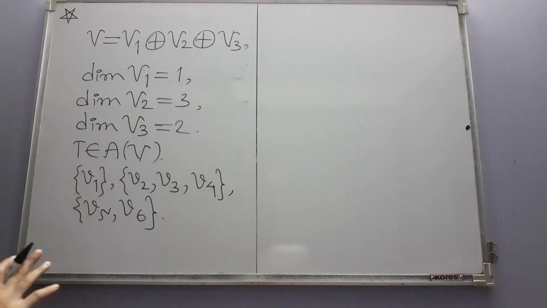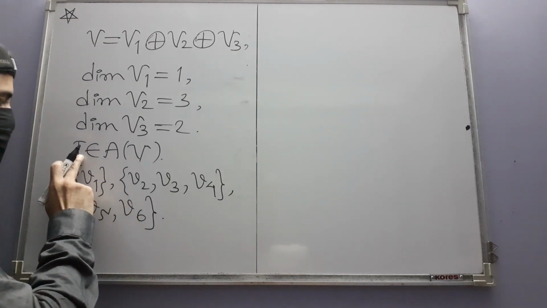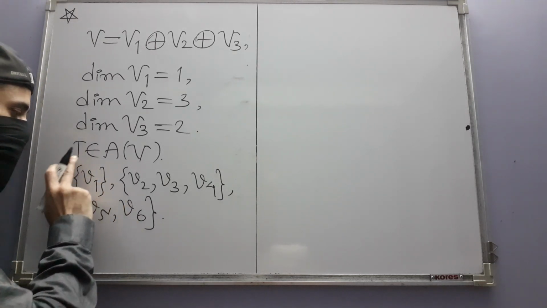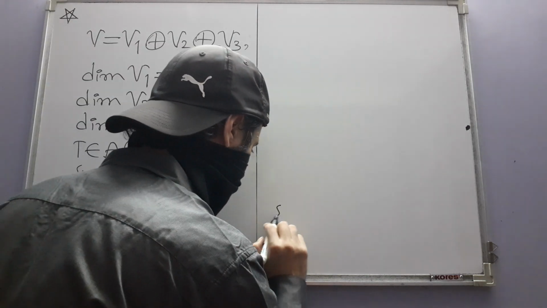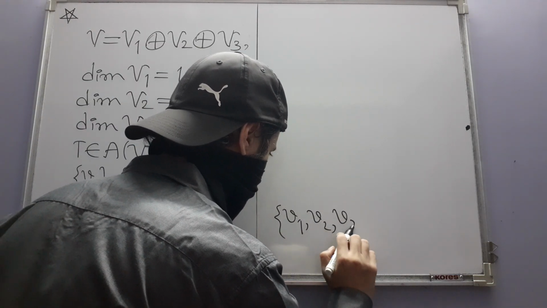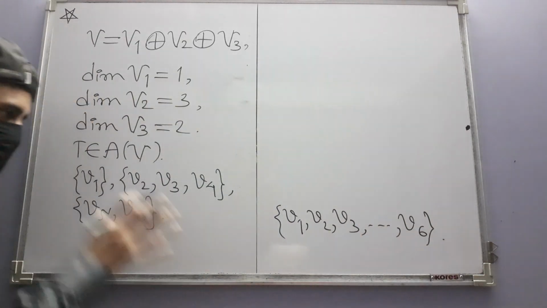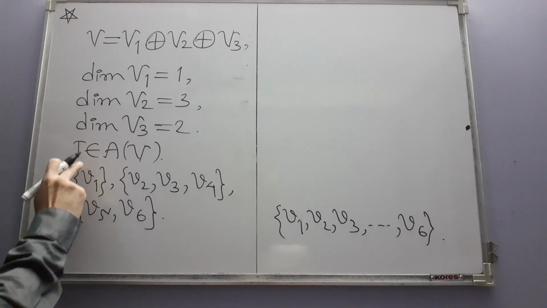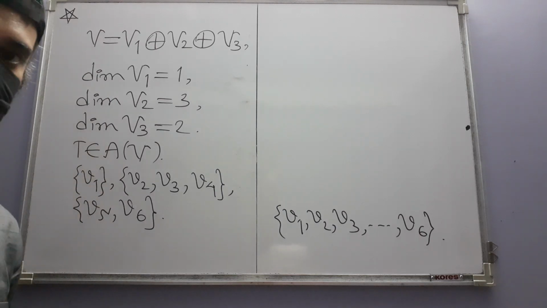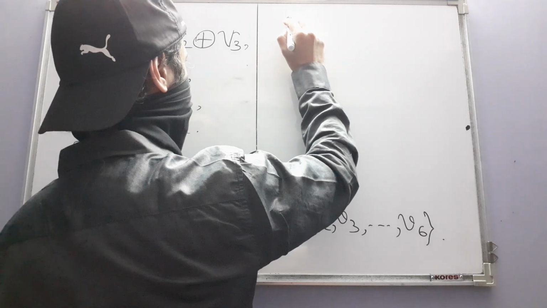Now you know that in order to calculate the matrix of T with respect to this basis V1, V2, V3, what do we have to do? You have to apply T on each basis vector and see what happens. Say I do that actually.